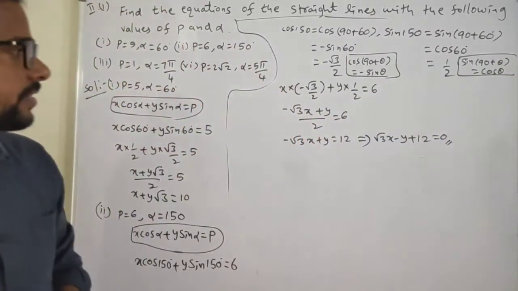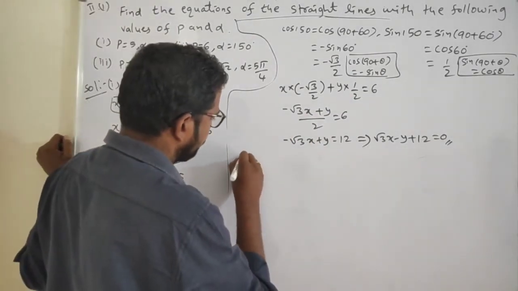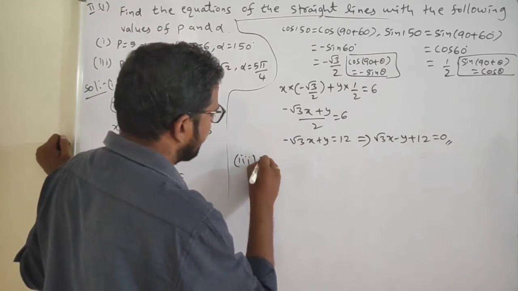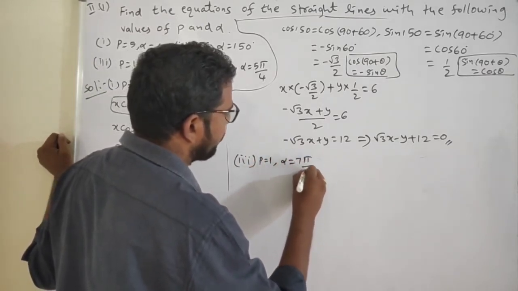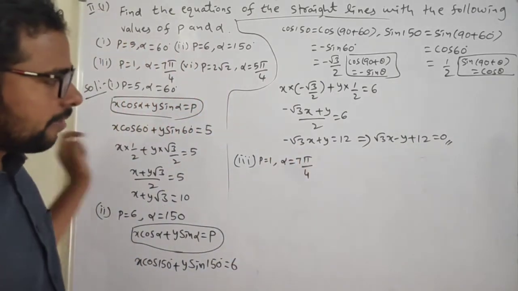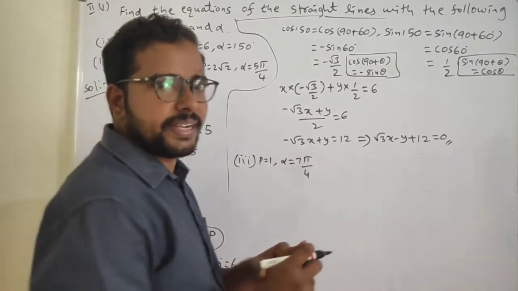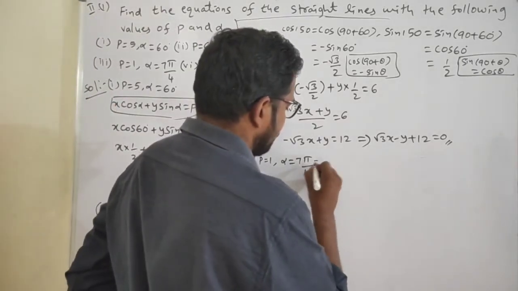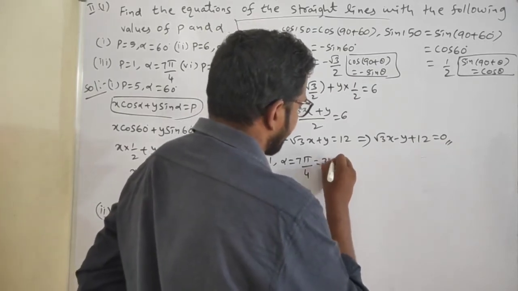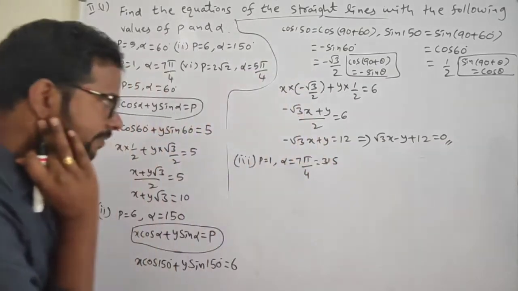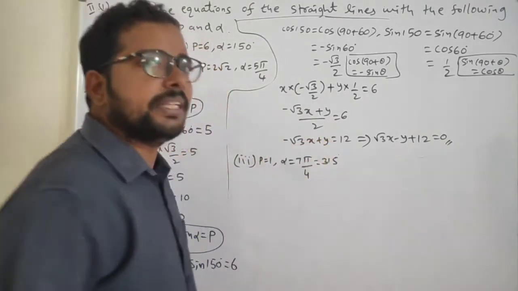So this is the equation of line. Now third one, what is given? P is equal to 1, alpha is equal to 7 pi by 4. 7 pi by 4 means 45 into 7, that is 315. 7 4s are 28, 280 plus 35, 315 degrees. So alpha is equal to 315 degrees.